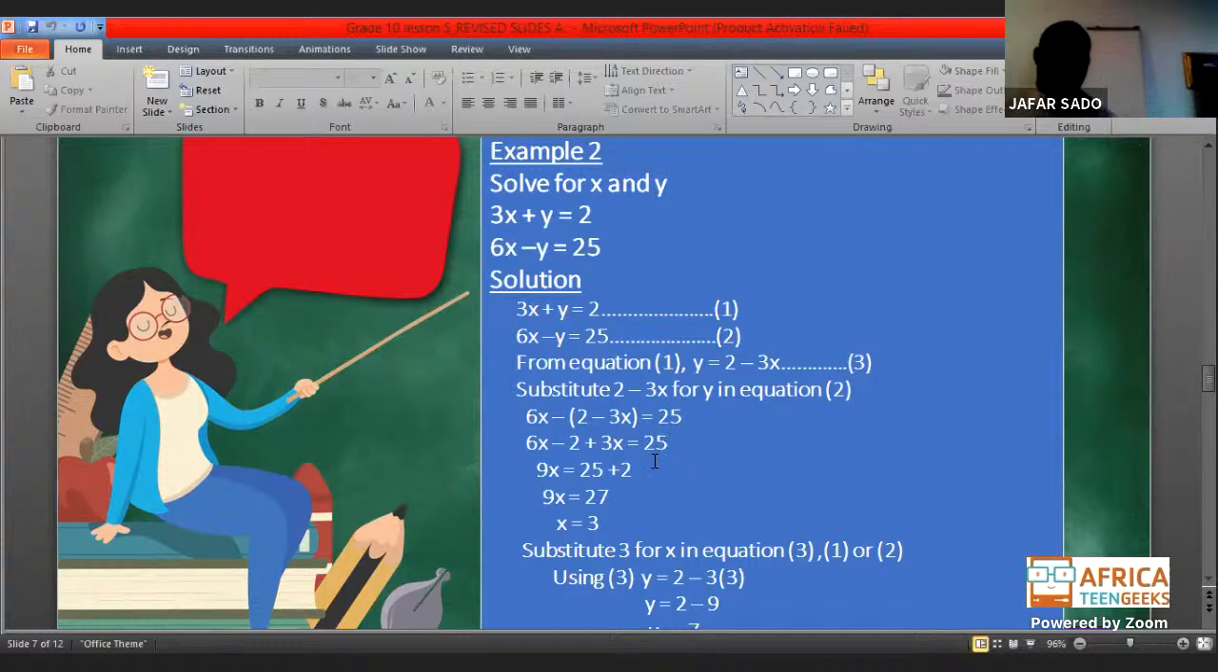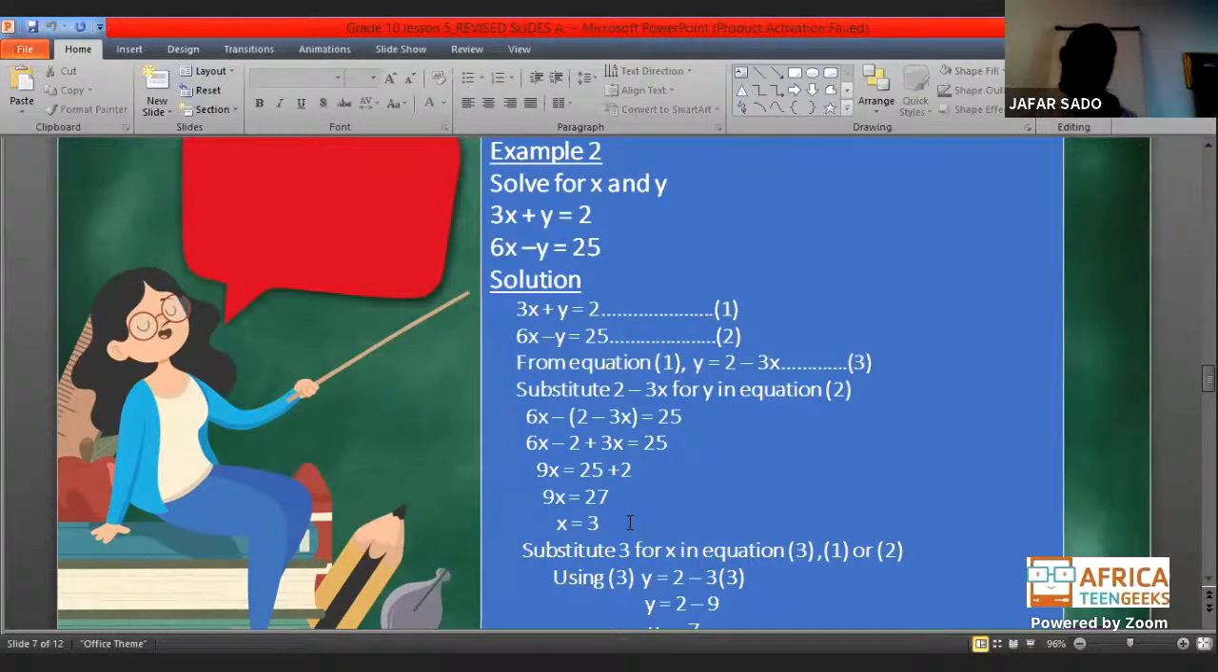Then we can now solve our equation. Simplifying, 6x plus 3x gives you 9x. Then move your negative 2, transpose it to the other side, and it becomes plus 2. You're going to have 9x equals 27, and then x equals 3. So our x is equal to 3.